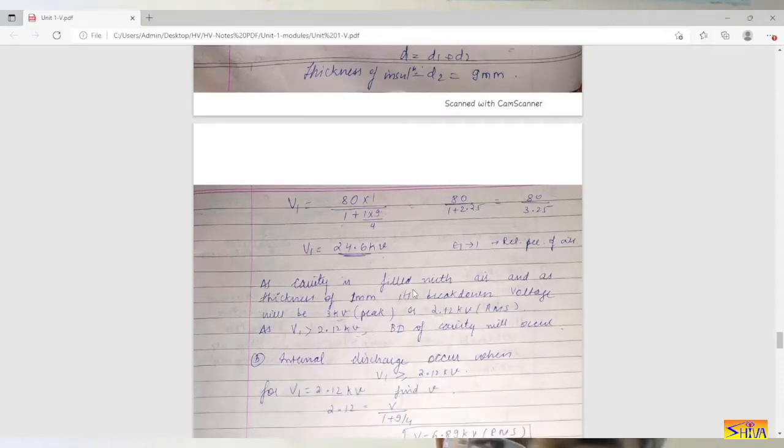Now as the cavity is filled with air and the thickness is 1 mm, its breakdown voltage will be 3 kV, because 30 kV per centimeter is the dielectric strength of air, where 30 kV is the peak value. So obviously 3 kV will be the breakdown voltage for 1 mm thickness, and this 3 kV is the peak value. So the RMS value will be 3 divided by root 2, that is 2.12 kV. Now this is the voltage required for breaking down the cavity, 2.12 kV, and the voltage appearing across the cavity is 24.6 kV. So obviously the breakdown of the cavity will occur.